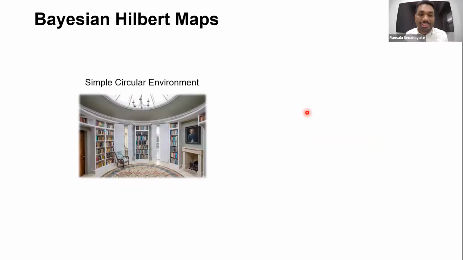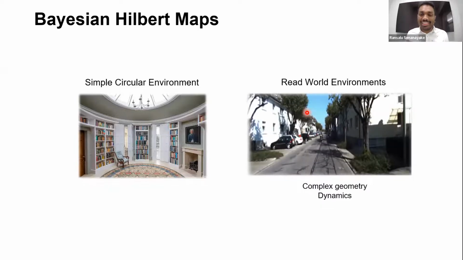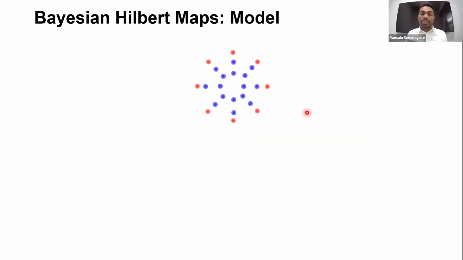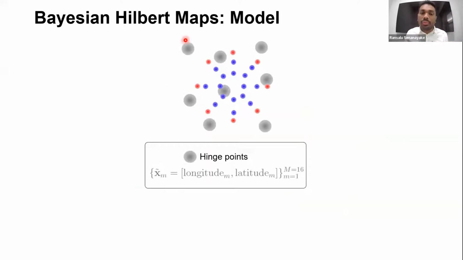Okay, but in the real world, we do not have circular buildings. This is what we encounter in the real world. Therefore, we do not project 2D to 3D, but instead we introduce some pseudo points called hinge points. I just introduce them randomly in the environment.